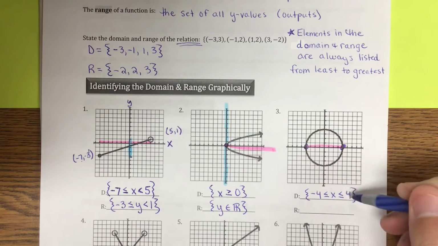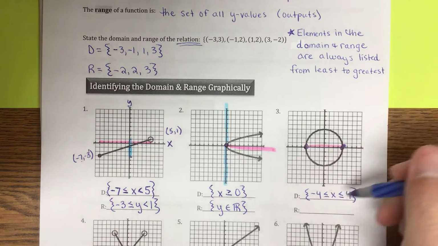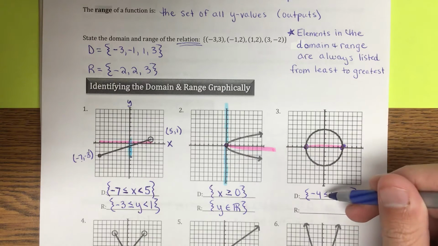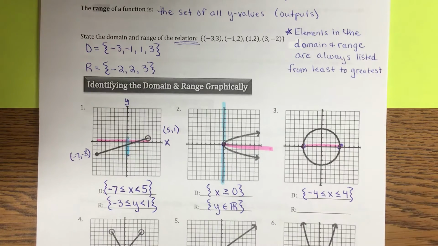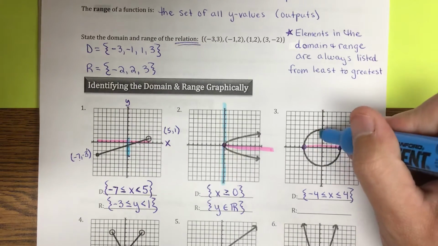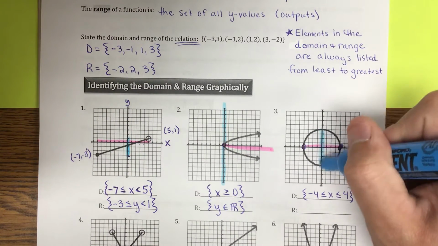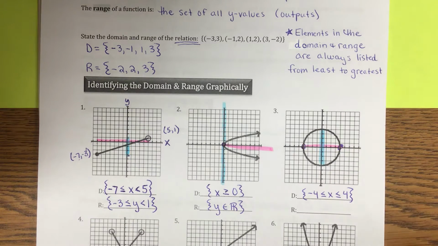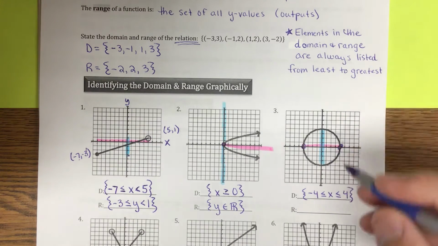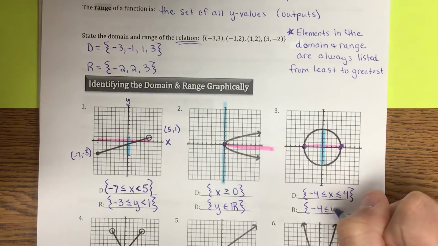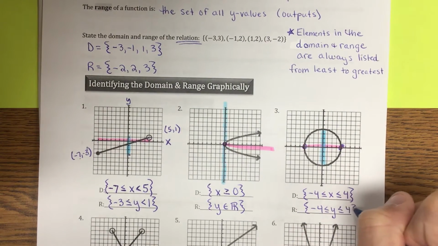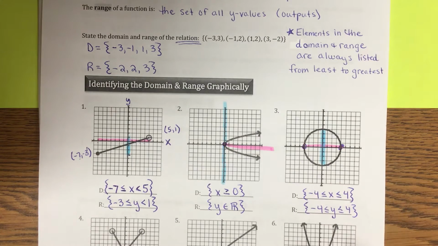I used closed circles here because there's no open circles on the graph. So then I use the or equal to symbol. And then the range is going to be similar because it's a circle. So same thing for the range, it's just we're using the blue part for this part. All right, so with that, let's keep going here.